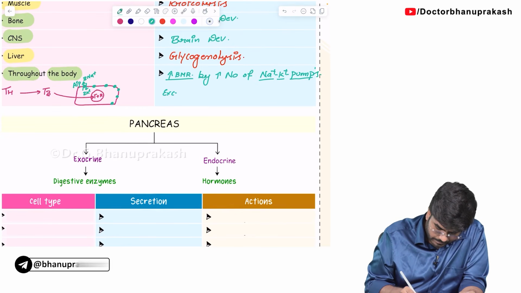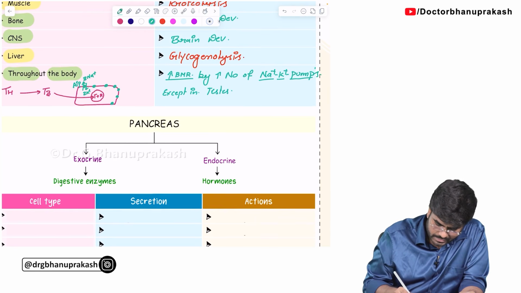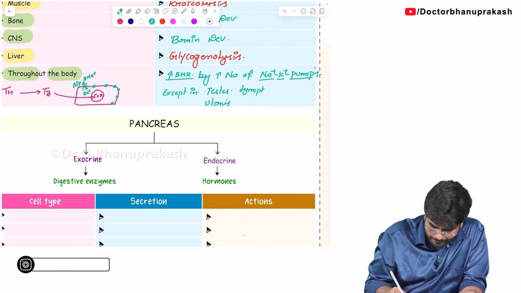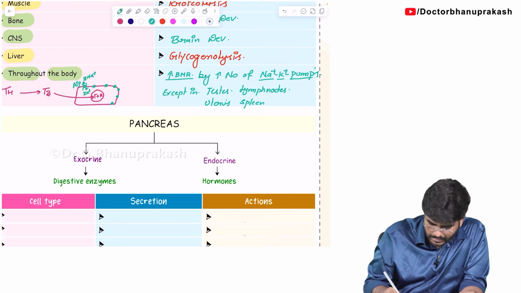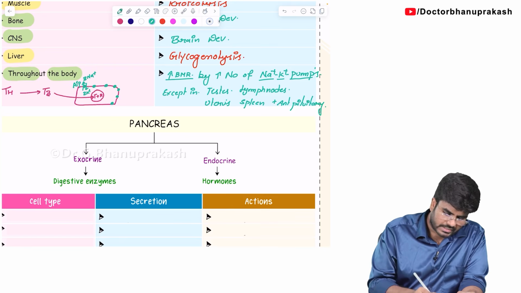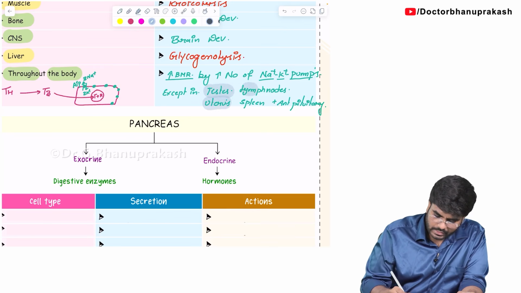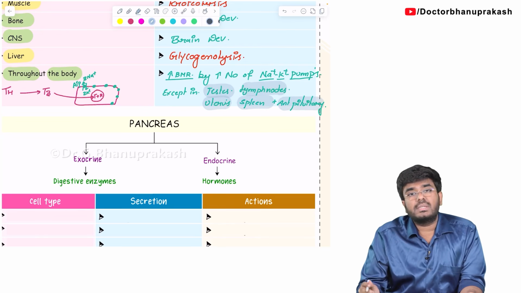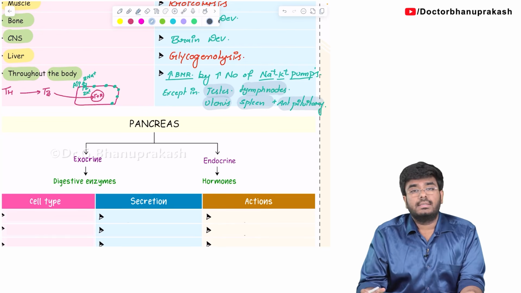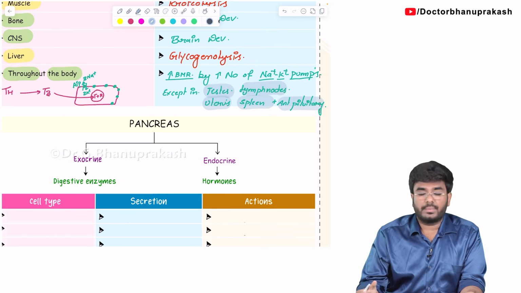Except in testis, uterus, lymph nodes, spleen, and anterior pituitary. So these are the places, especially the reproductive organs, the lymphoid organs and the anterior pituitary, where the thyroid hormones are not increasing the number of the sodium potassium pumps and the basal metabolic rate.